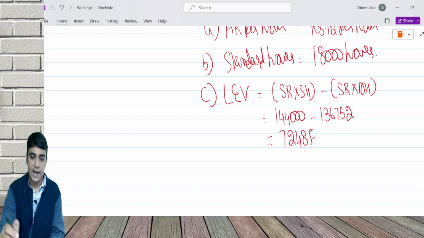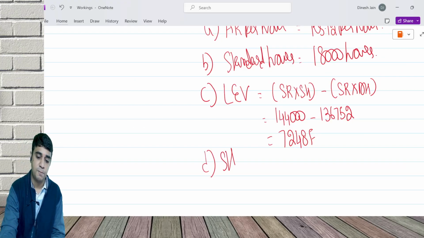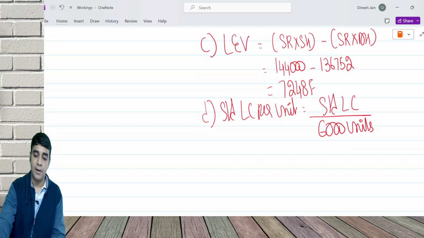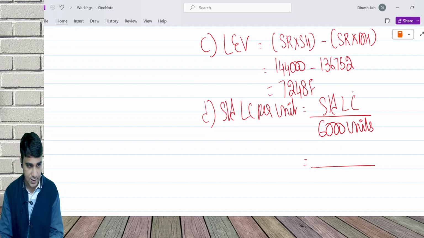Part 4, standard labor cost per unit equals standard labor cost by 6,000 units. Standard labor cost is the first column. Actual labor cost is the last column.